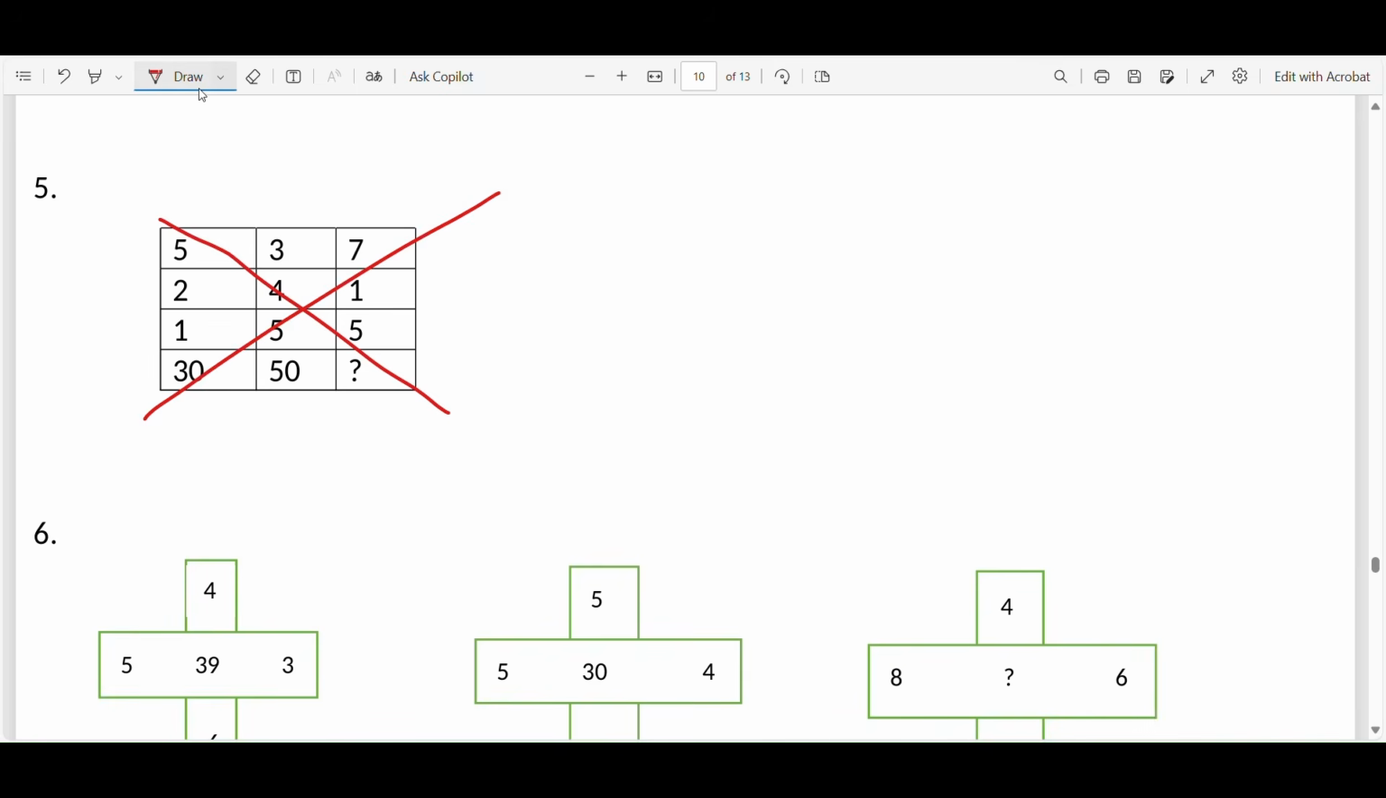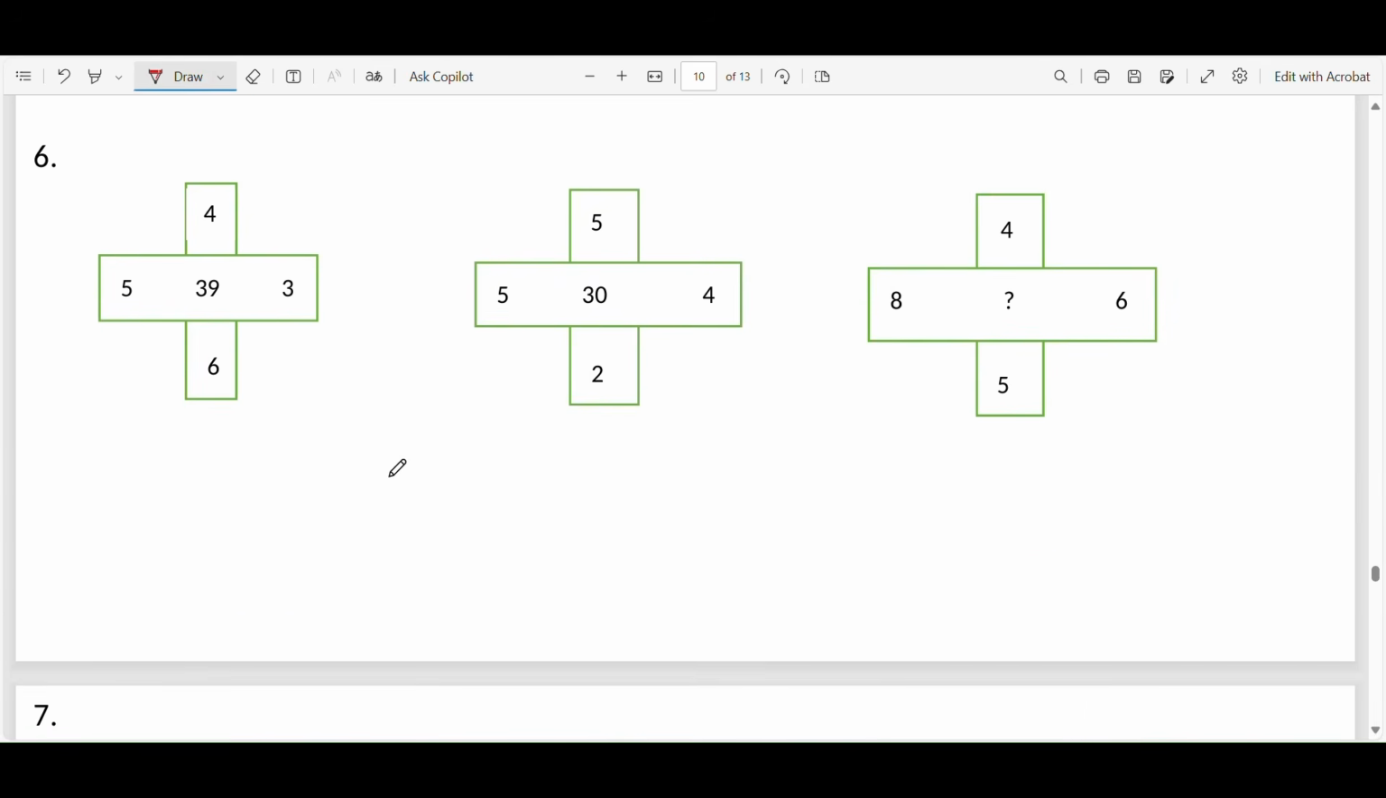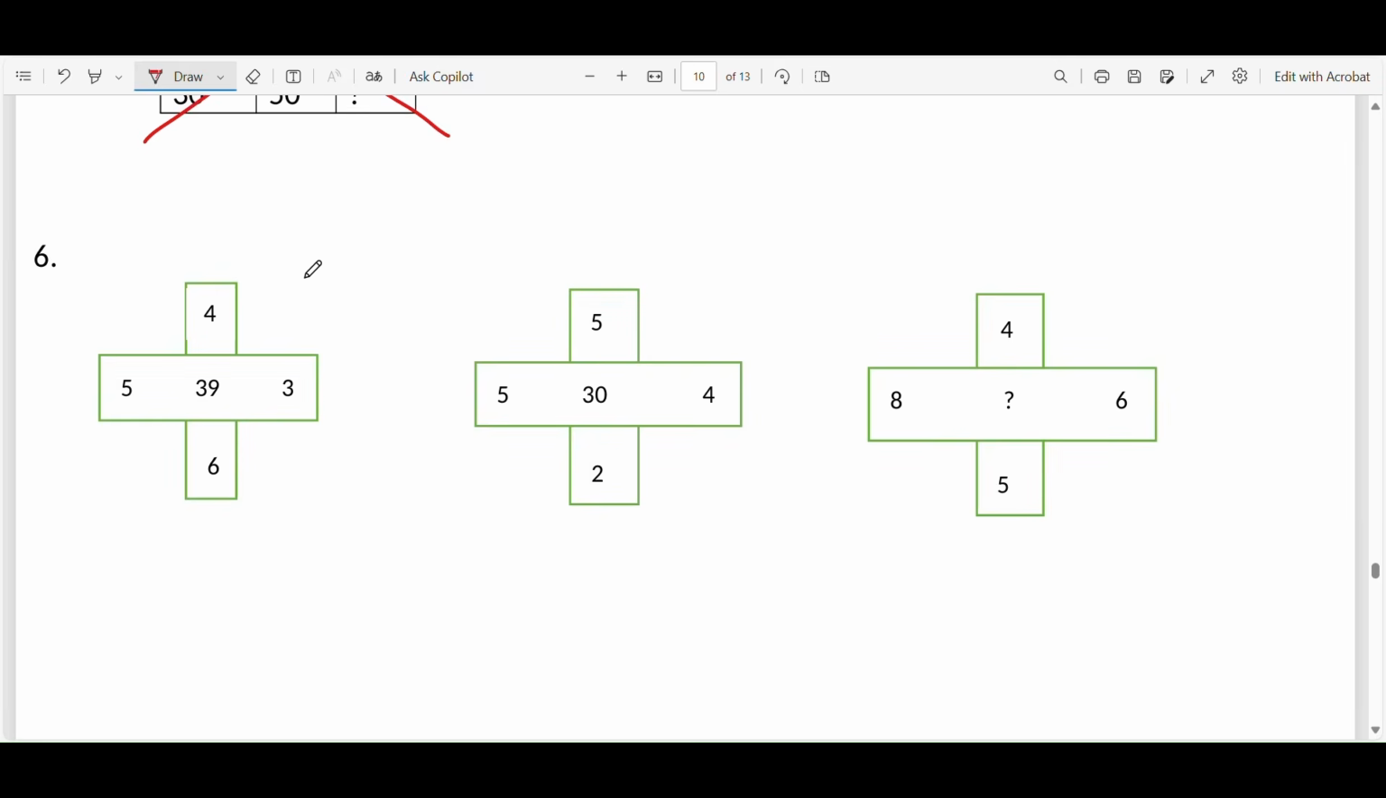So if you searched a lot and you don't know the pattern, then just attempt the question. Then you will be getting the mark. Okay. So as you see, this question is wrong. So let's move on to the next one.